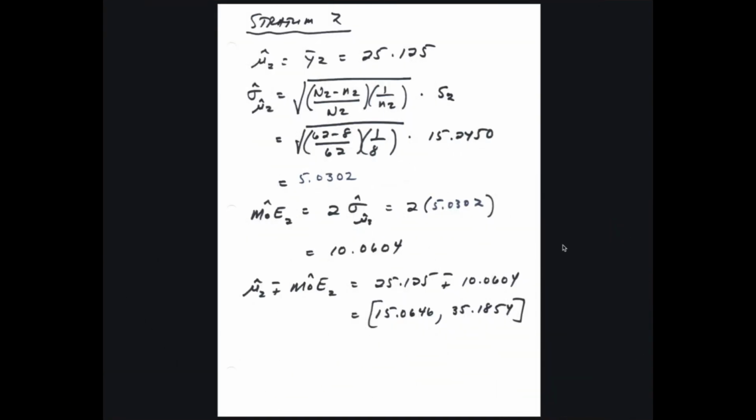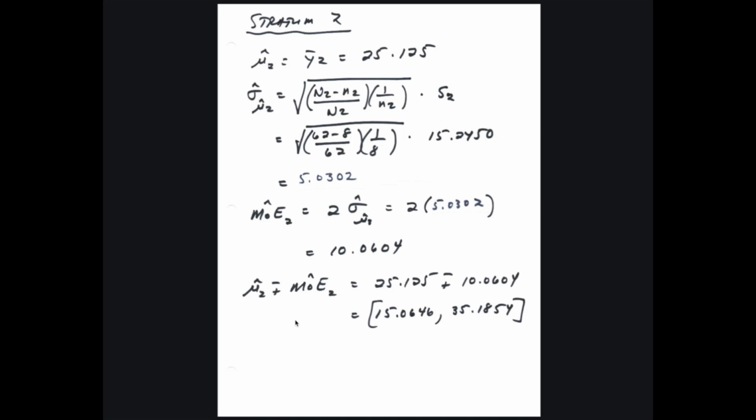Next, for stratum 2, we did the same kind of thing, used those summary statistics to come up with a point estimate for the average number of hours spent per week watching television in this stratum, 25.125 hours per week. The estimated standard error of mu hat sub 2 is given by this expression, so 5.0302. We multiply that by 2 to get the approximate 95% margin of error associated with this point estimate. And so that gives us 10.0604.